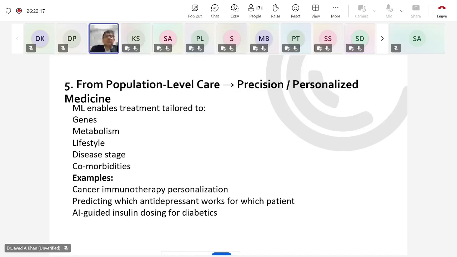Now, population level care can move to precision level. Machine learning enables treatment tailored to genes, metabolism, lifestyle, disease stages, and comorbidities. These things can be done through machine learning models in a precision format. For example, cancer immunotherapy personalization, predicting which antidepressant works for which patient, AI guided insulin dosing for diabetics and so on. These can be done through machine learning AI models in the precision format.